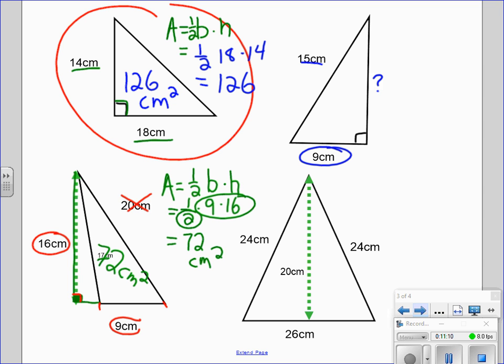I'm going to use the bottom one because I've got a base of 26 and a height of 20. That makes it much easier. I simply use the same formula of 1/2 the base times the height. Notice I remember to put in the half this time. I'm going to multiply the base and the height together, which is 26 times 20. My goodness, could you make the numbers any bigger? 520.